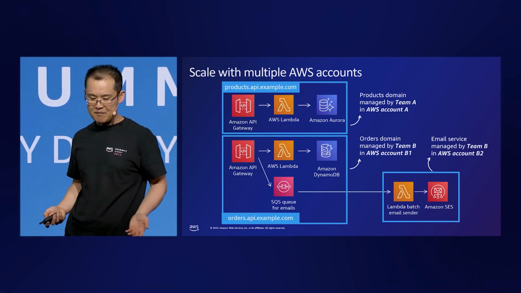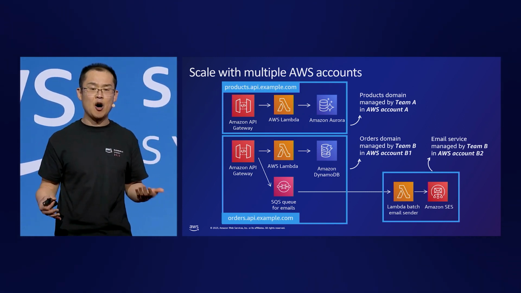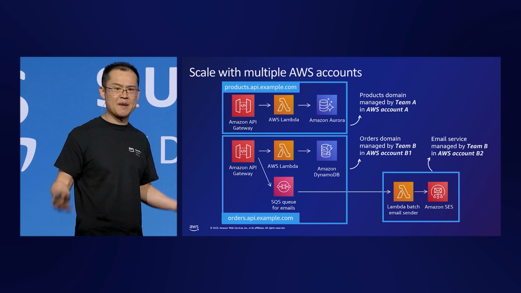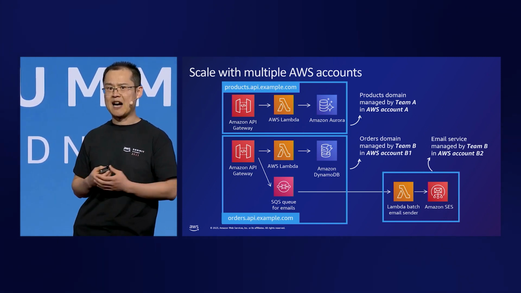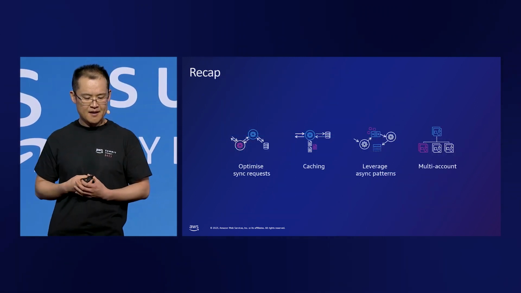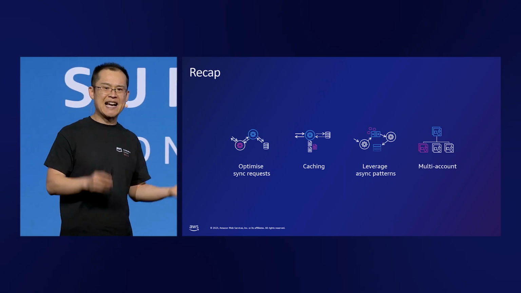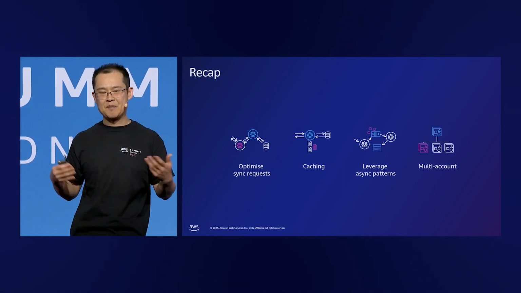The account separation between orders and email services allows each service to operate independently at its full capacity without needing to constrain the throughput due to Lambda concurrency considerations. So in the real world, try to design your multi-account structure to fit your business need and evolve your design as your business evolves.